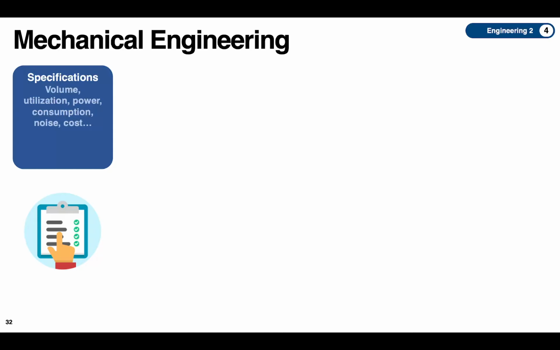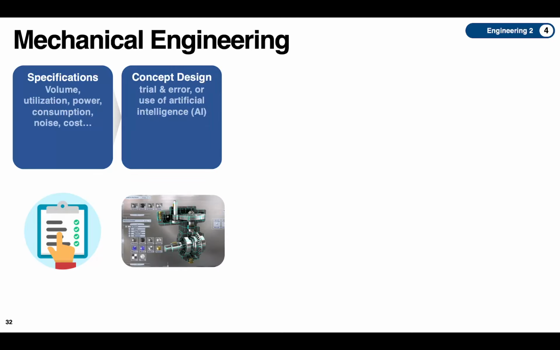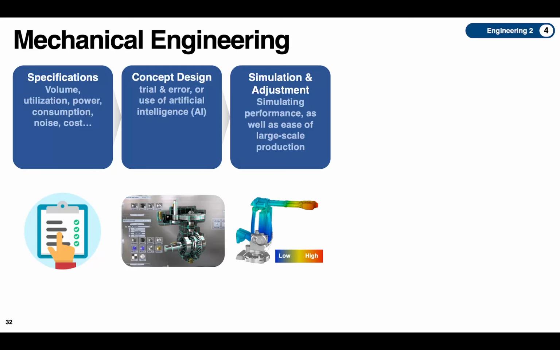So product requirements include the allowed volume, the input and output, the reliability that's required before needing repairs, that's called mean time between failures, cost, etc. And once we have identified the specifications that we want, then we move into the simulation. And the purpose of the simulation is twofold: to make some designs and then test their performance, and also test the ease of their large scale production.